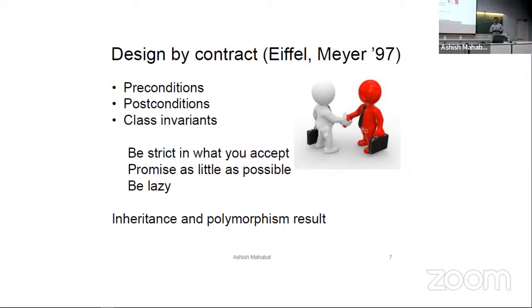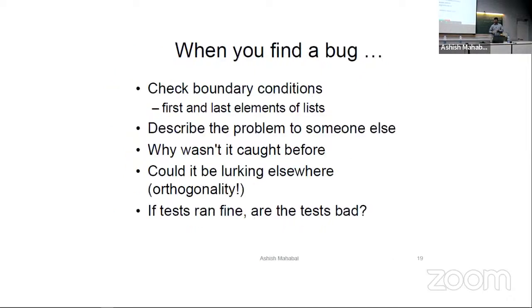And that's what is then going to give you the inheritance and polymorphism that we talked about earlier. And then if you find bugs, and there will be bugs, what should you do? You should check boundary conditions. Why did it come about? And describe the problem to someone else. This may sound like a psychiatrist, but it helps.